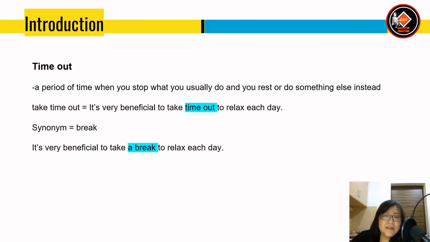Time out. What is time out? It is a period of time when you stop what you usually do and you rest or do something else instead of, for example, studying. Okay. Time out, take time out. So this is the sentence. It's very beneficial to take time out to relax each day.